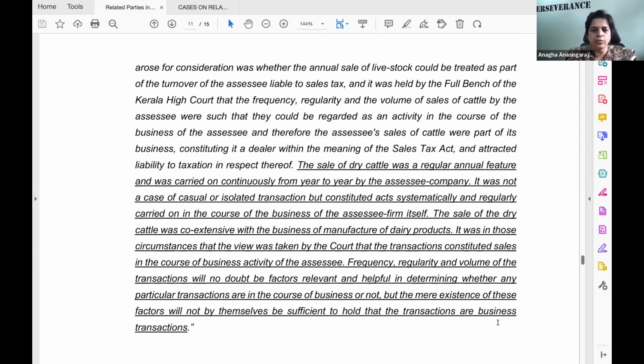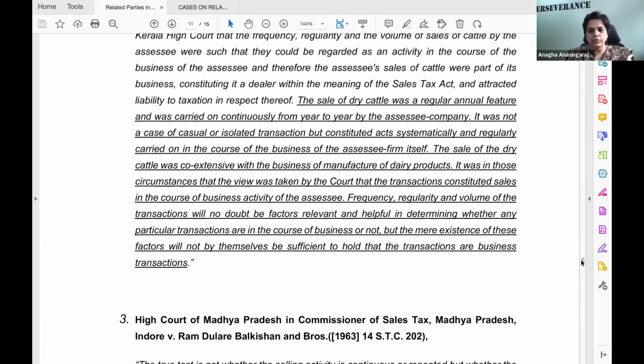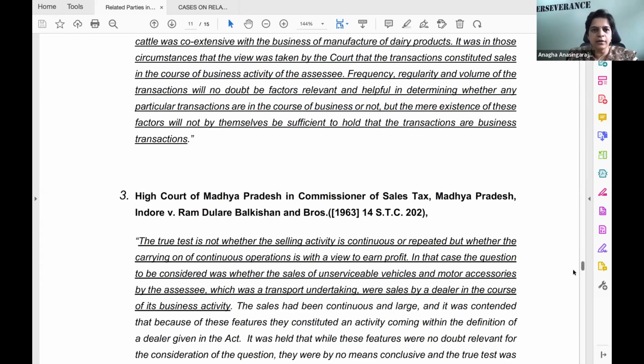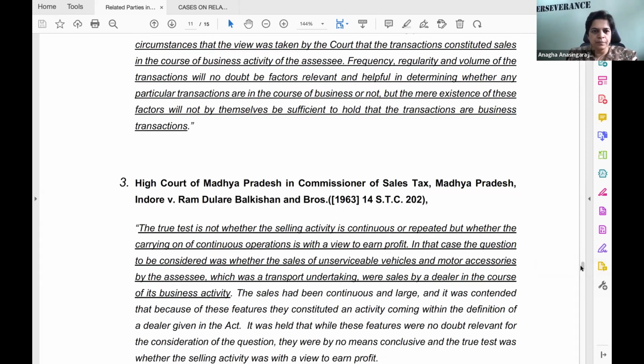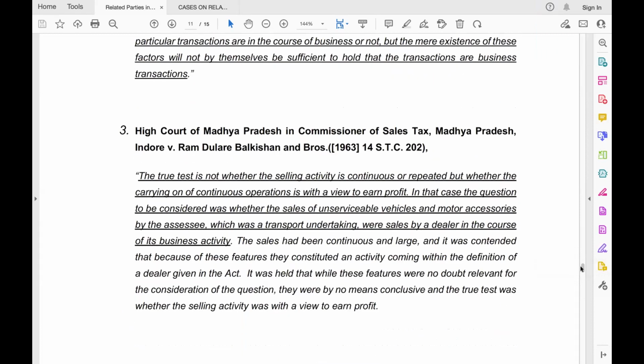Frequency, regularity, and volume of the transactions will no doubt be factors relevant and helpful in determining whether any particular transactions are in the course of business or not. But the mere existence of these factors will not by themselves be sufficient to hold that the transactions are business transactions. So here it was held that the frequency, regularity, and volume of the transactions are relevant to decide whether something is in the ordinary course. In this case, it was decided that it will be treated as a regular transaction or not? Yes, it will be treated.